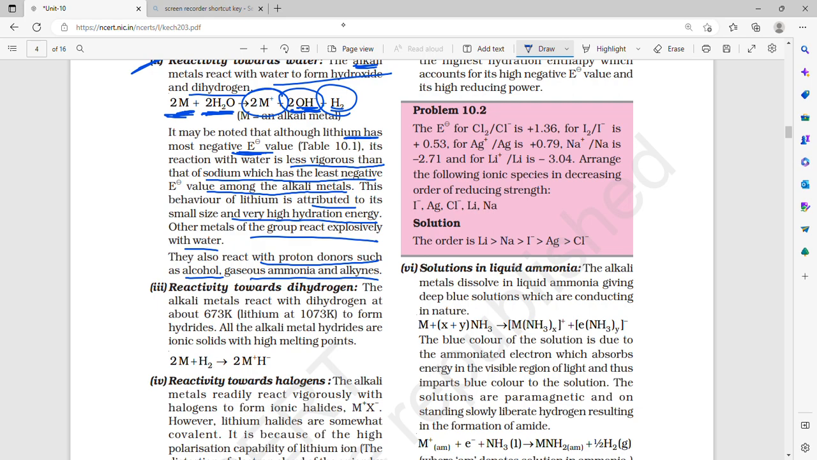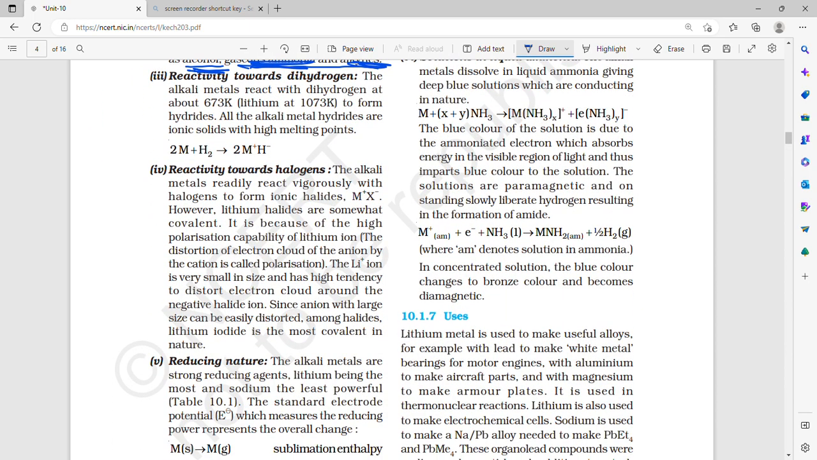This behavior of lithium is attributed to its small size and very high hydration energy. Since hydration energy decreases down the group, because lithium has the smallest size as well as very high hydration energy, its reaction with water is less vigorous than that of sodium. Other metals of the group react explosively with water, but lithium doesn't. They also react with proton donors such as alcohol, gaseous ammonia, and alkynes.